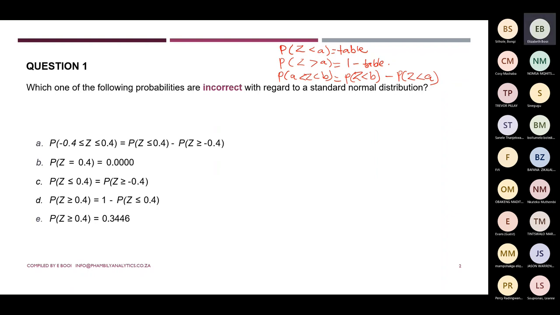A, the probability of Z lying between negative 0.4 and 0.4 is equal to the probability of Z less than 0.4 minus the probability of Z greater than 0.4. B, the probability of Z equals 0.4 is 0.00. C, the probability of Z less than 0.4 is equal to the probability of Z greater than minus 0.4. D, the probability of Z greater than 0.4 is equal to 1 minus the probability of Z less than 0.4. And the last one, E, says the probability of Z greater than 0.4 is 0.3446. Which one will you choose?